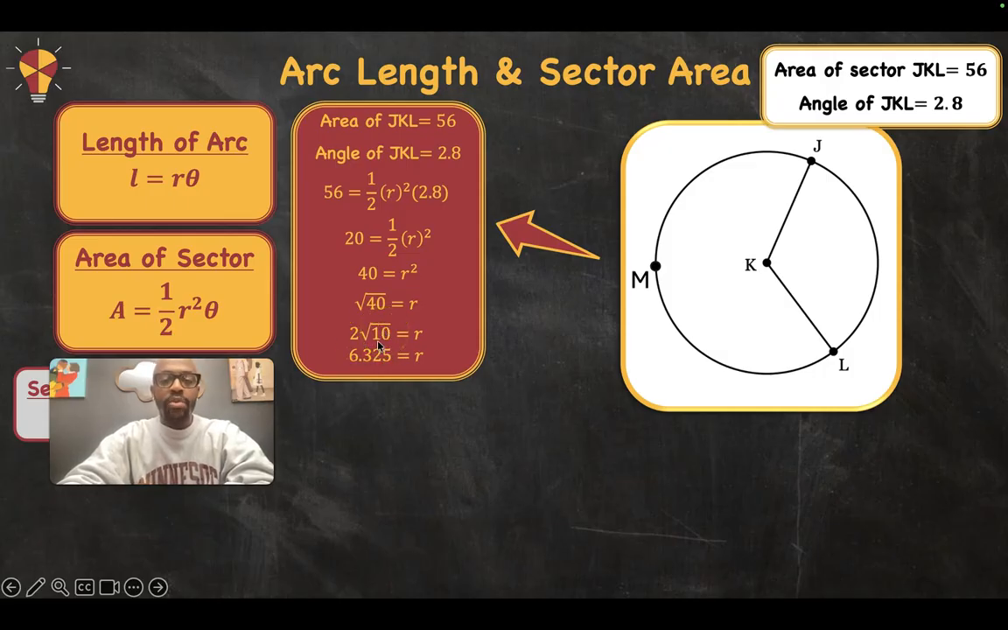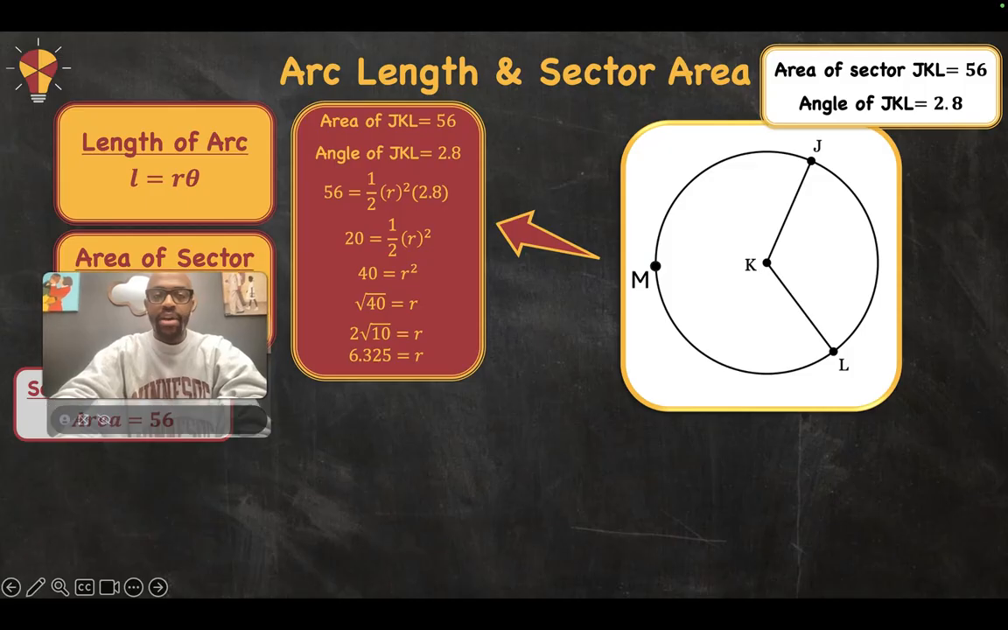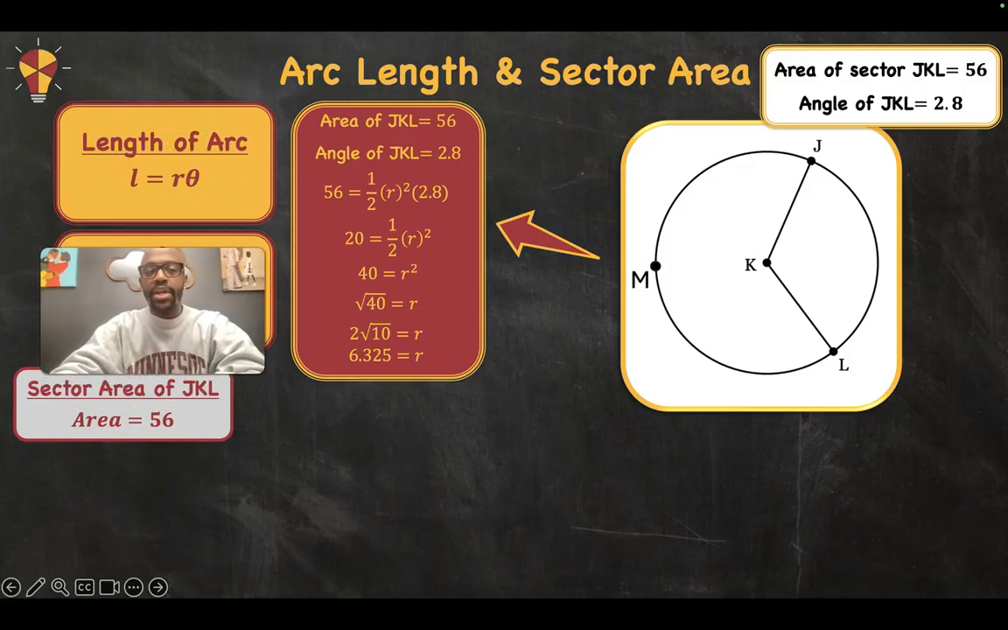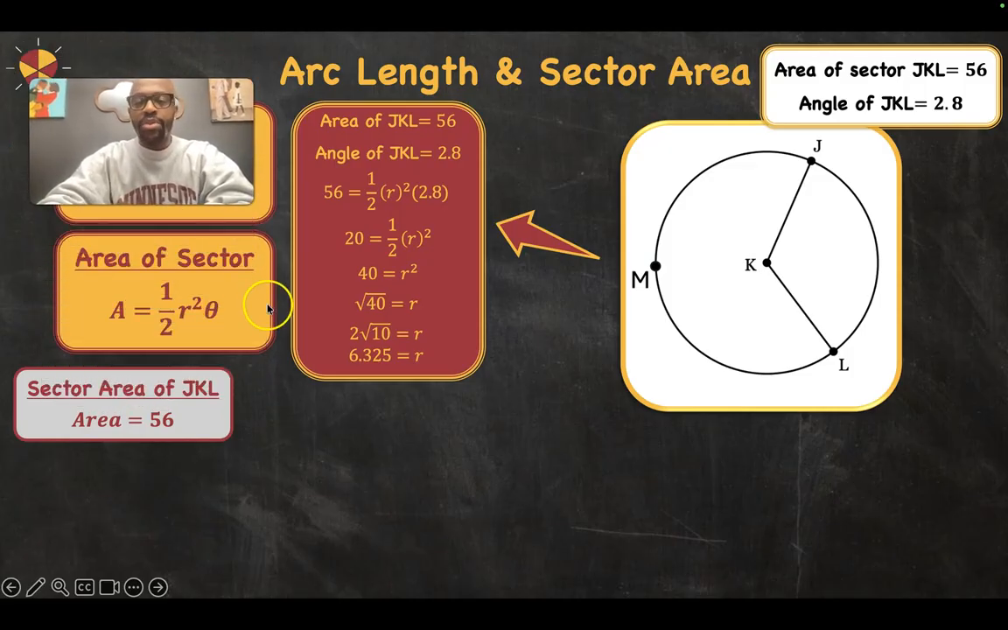All right, either way is fine. Remember, if they want exact values, it would be 2 square root of 10 as your radius, and you can still find all the answers with that exact value. Let's go ahead and move forward. I'm going to treat it as 6.325 though.